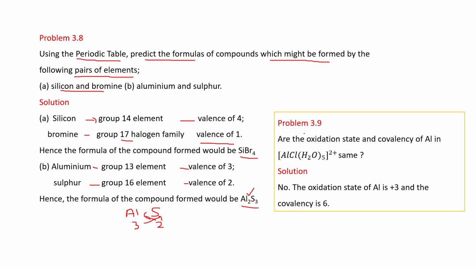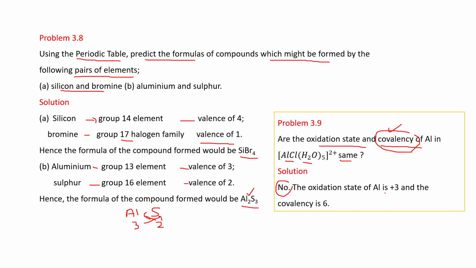Now, next question. Are the oxidation state and covalency of aluminium in [AlCl(H2O)5]2+ same? That is covalency. Again, valency can also be defined by the number of electrons shared. If the number of electrons shared, that is equal to its covalency. If the number of electrons lost or gained, that is known as the electrovalency. Now, in this case, are they the same? No, both are not the same.